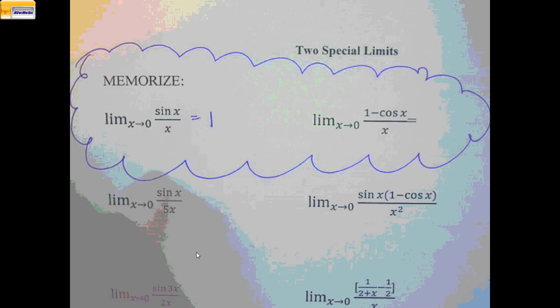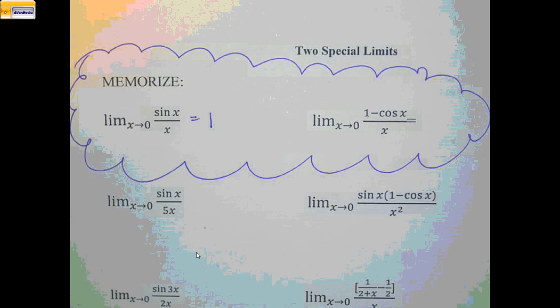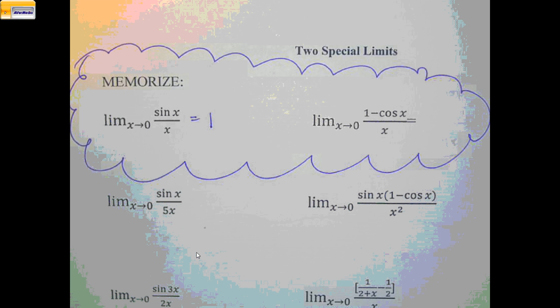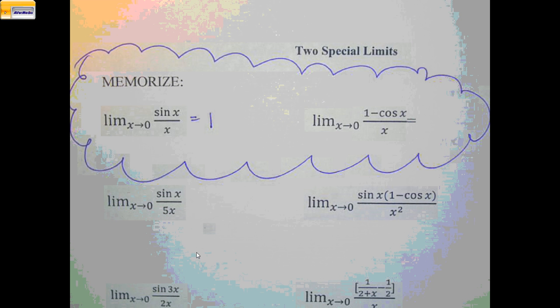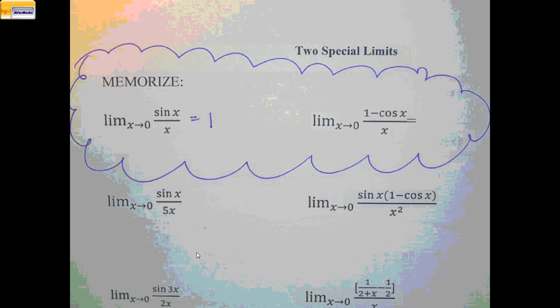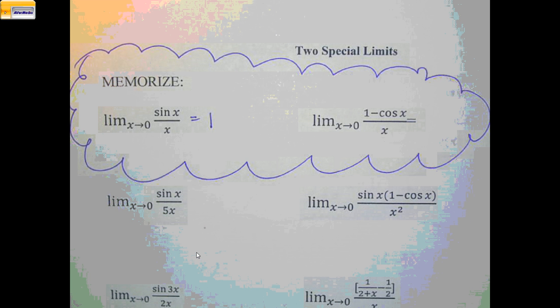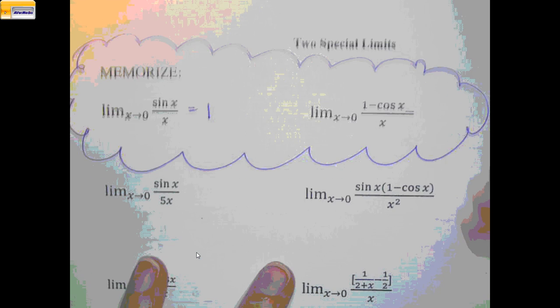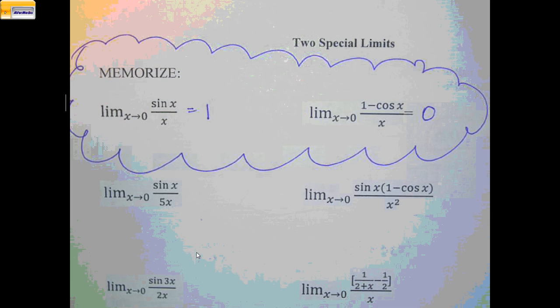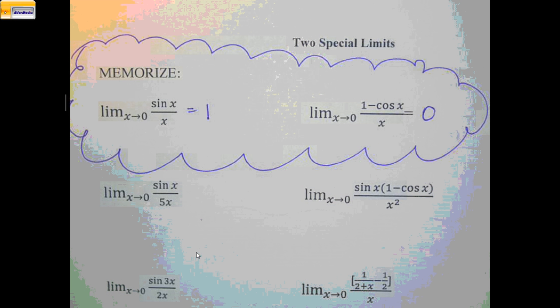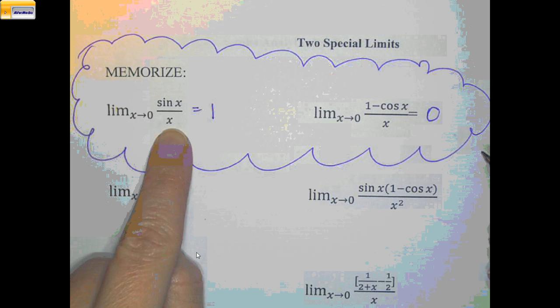Try the other one. As x approaches 0, what do we get? 0. So, take a second. We need to memorize these. This is sine x over x. That could say sine delta x over delta x. It could say sine of k over k. Those variables just have to match, and if they do, then it's 1.